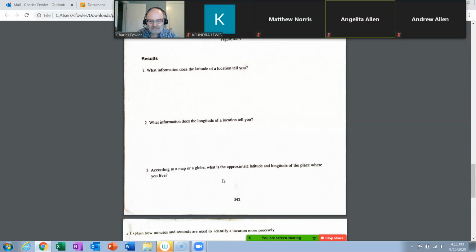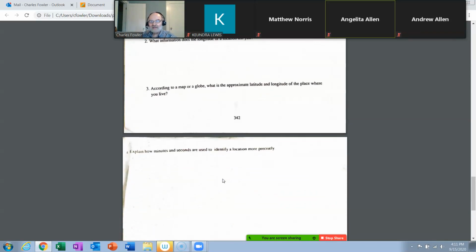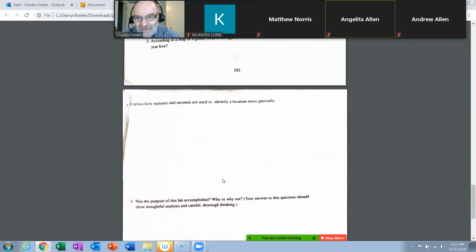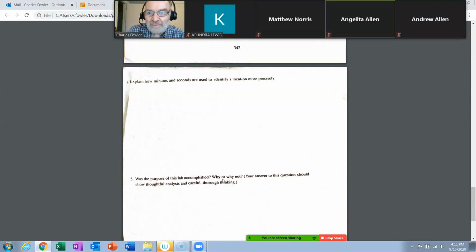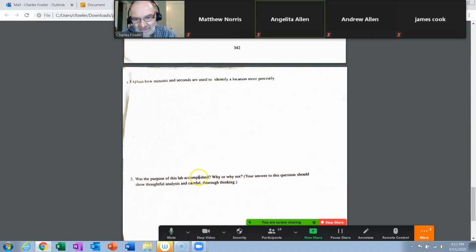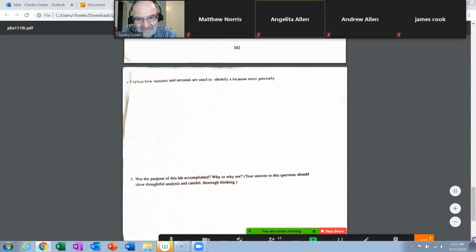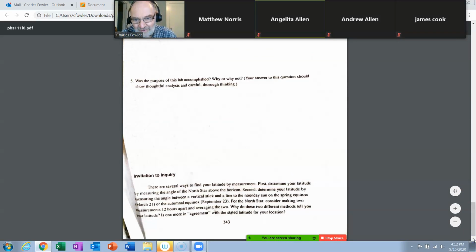All right, let's move to the fourth question. And that's the one I just pointed out to you. Explain how minutes and seconds are used to identify a location more precisely. That was near the bottom of one of those pages in that printout. So go back and get that. Now, this fifth question, you may have to wait till the end of the lab to answer it. Was the purpose of this lab accomplished? Okay? And unfortunately, that's all they wrote here.